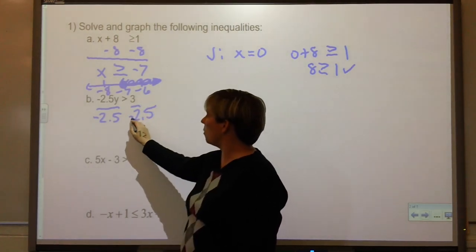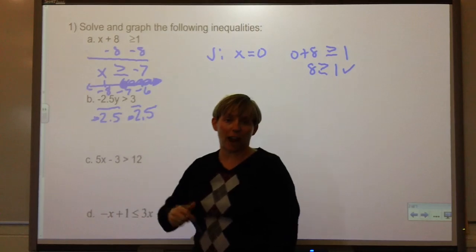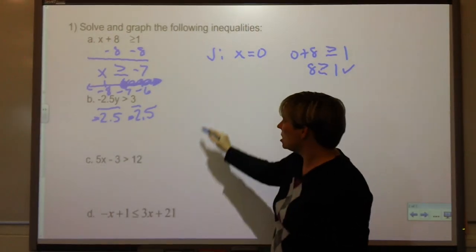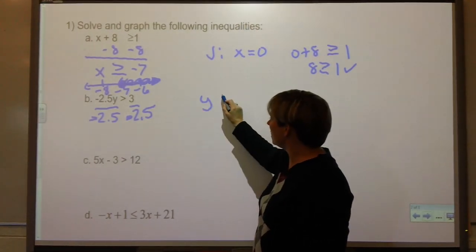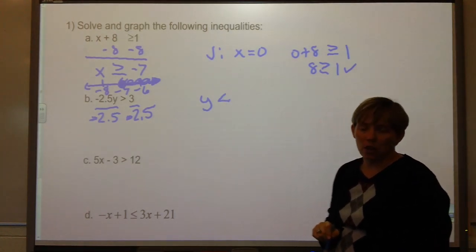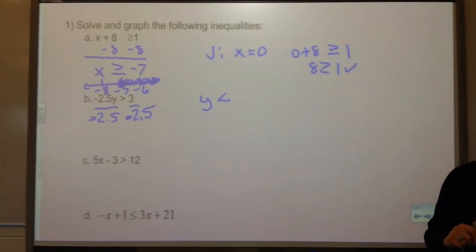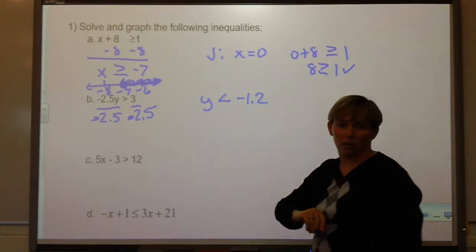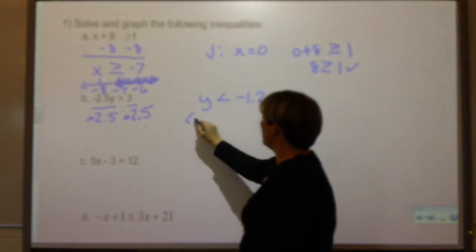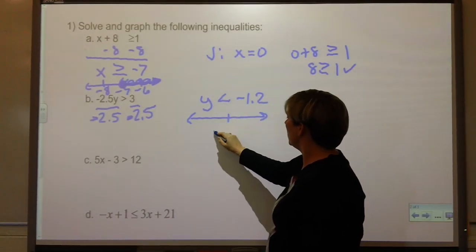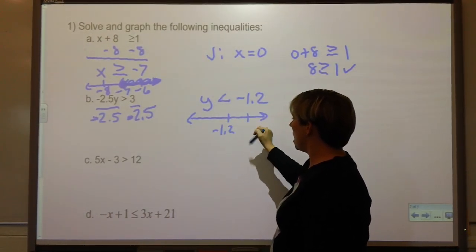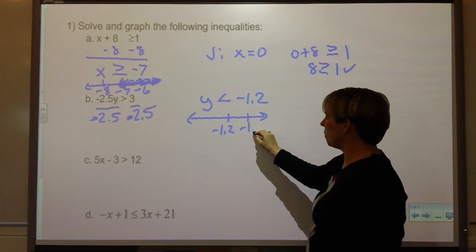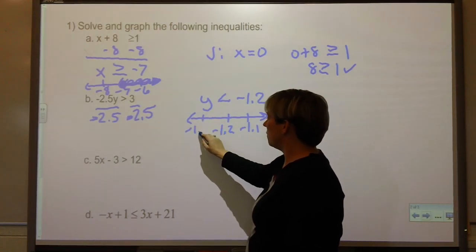Hang on a second, warning, warning, warning, I'm dividing by a negative, so that means my inequality has to flip. Then 3 divided by negative 2.5 gives me negative 1.2. I'm going to graph that on my number line. Negative 1.2 would be here. I'm going closer to 0, so this would be negative 1.1, and this would be negative 1.3.